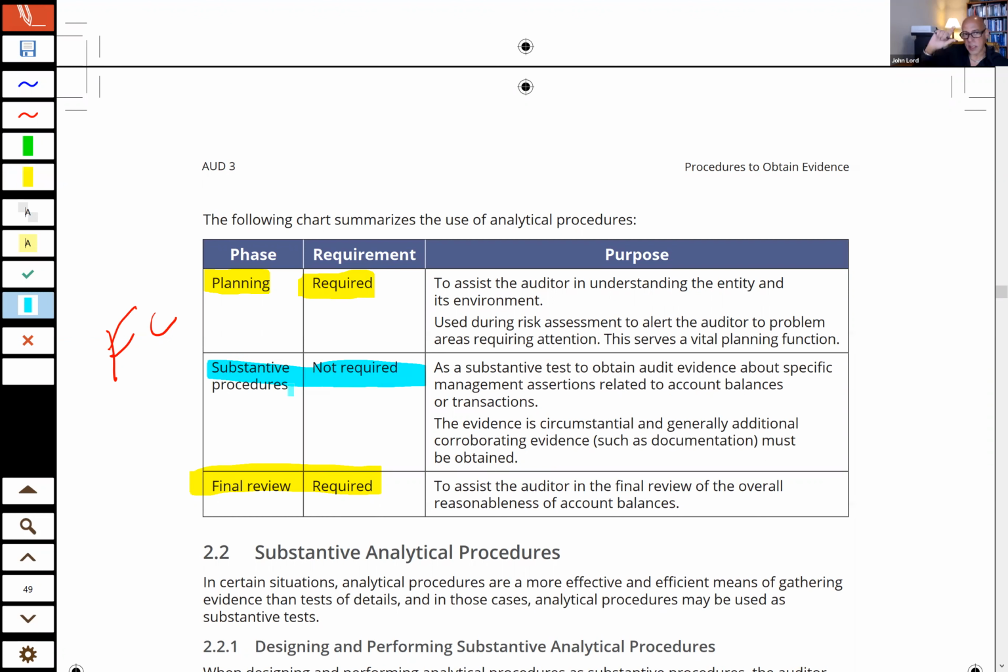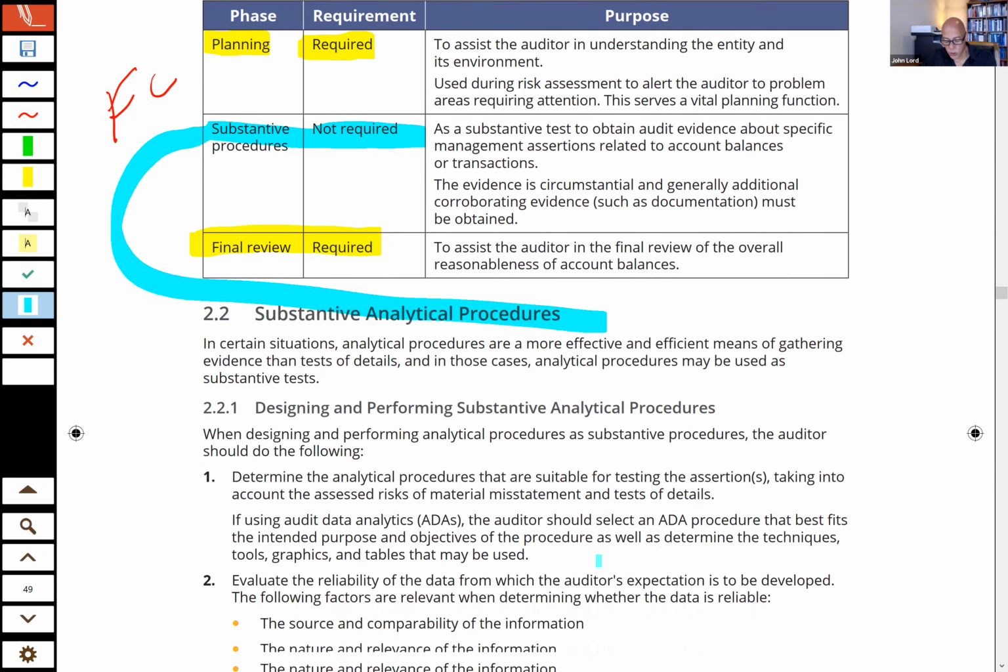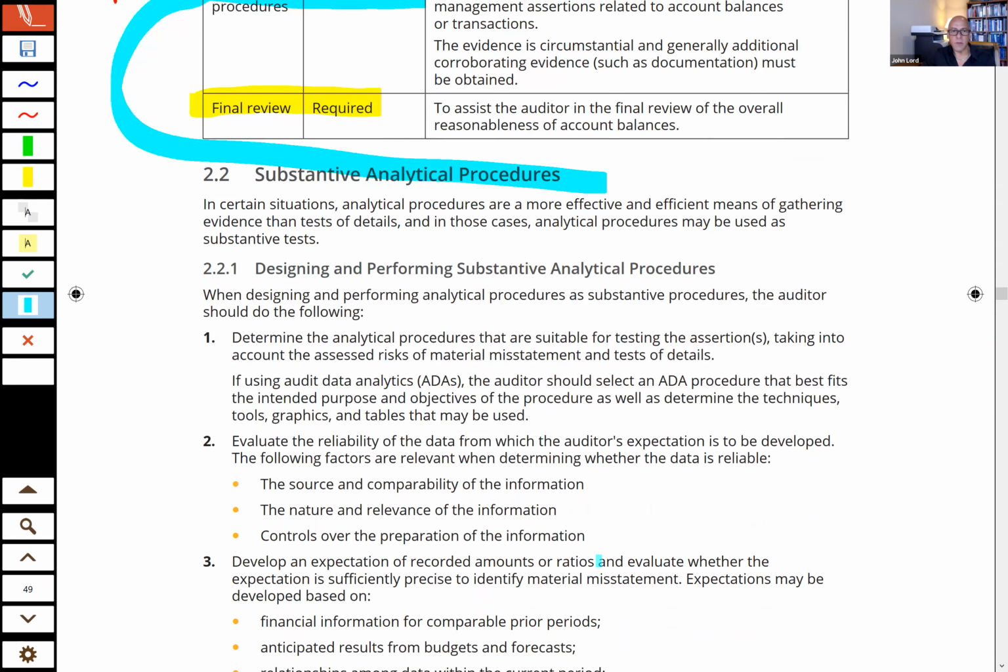So we are required to do a set of planning analytics, a set of final review analytics, substantive analytics, that little green part of that box is not required, but the standards understand that there may be times where you'll want to employ an analytical procedure to give you substantive evidence. Okay, so that's where we start getting down here into the outline, where they start talking about that process where the auditor has chosen to perform substantive analytics.